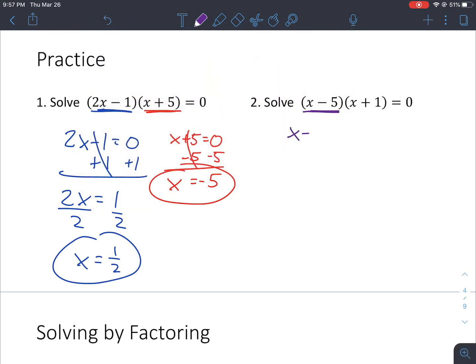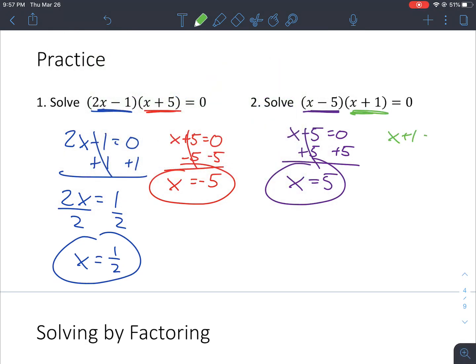Example 2, x minus 5 equals 0. Add the 5, and x is equal to 5. Lastly, x plus 1 equals 0. Subtract the 1, and x equals negative 1.